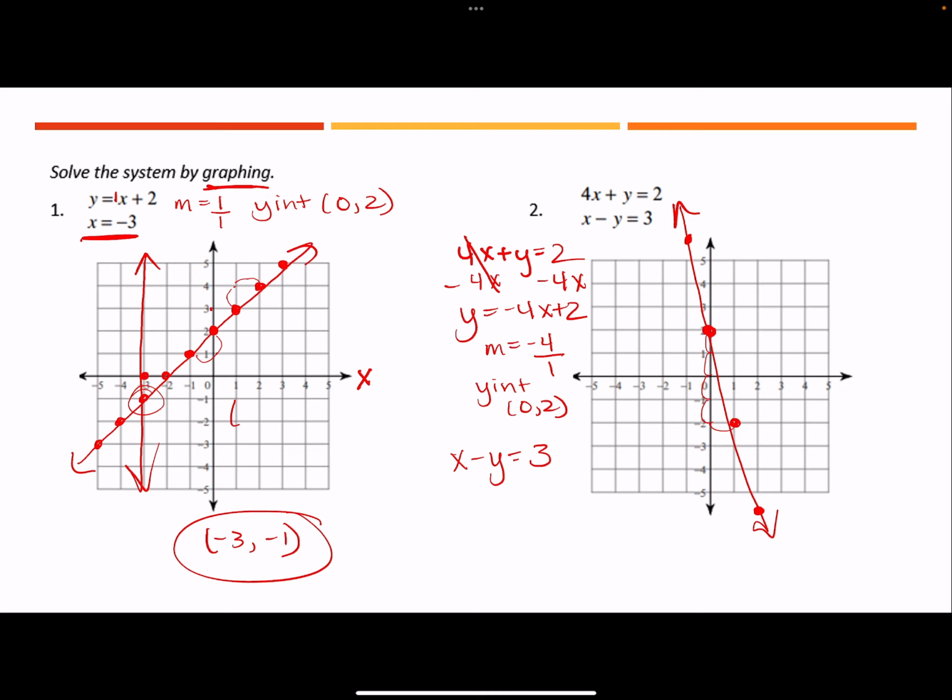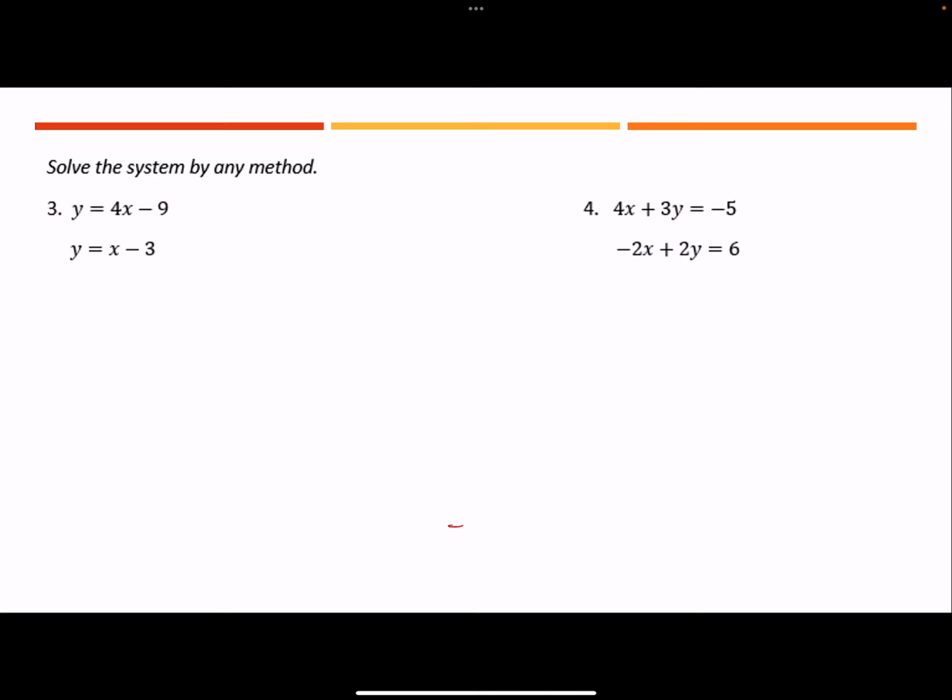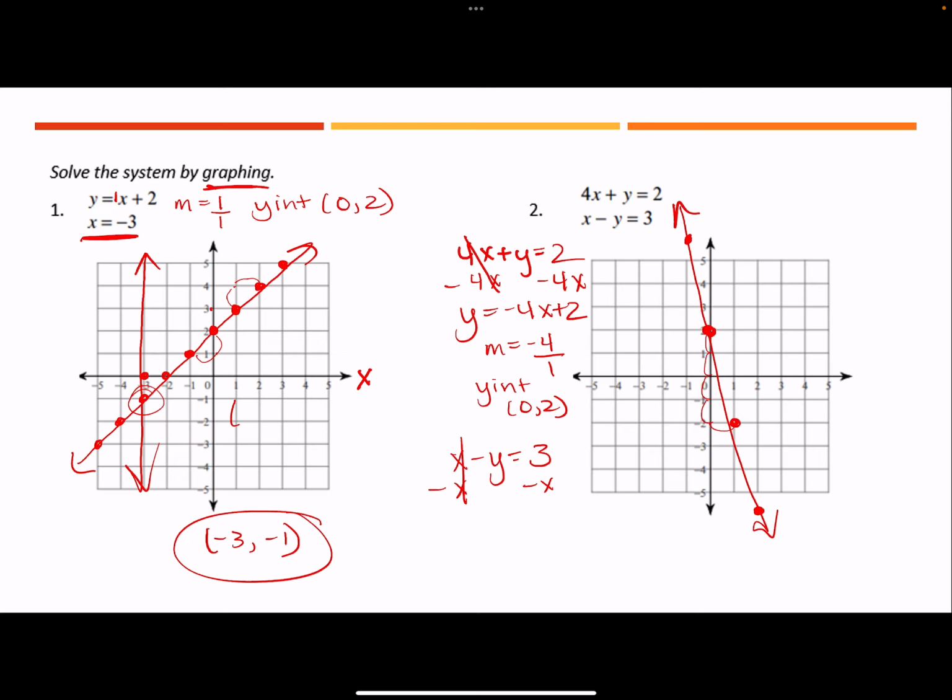Now my next equation, x minus y equals 3. Again, it's not in y equals mx plus b form. I need to put it there. So I need to get rid of the x. I'm going to subtract x from both sides. I have negative y is equal to -x plus 3. Don't forget about that negative. And y is still not by itself. So I have to divide both sides by -1. And so I'm going to get y is equal to +1x minus 3.